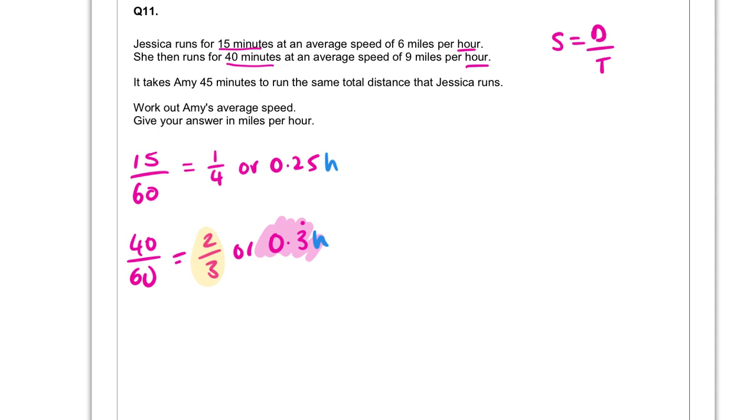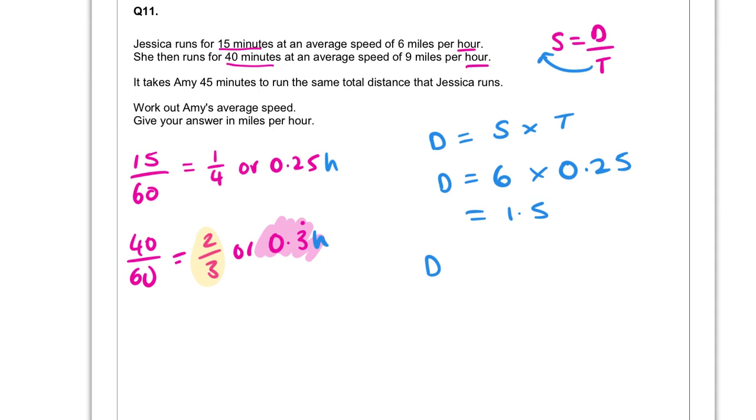So we know speed equals distance over time. We're trying to figure out the distance. So distance equals, if we rearrange that, speed times time. First of all, our distance is going to be our speed, which is 6 miles an hour, times our time, 0.25. So our first distance is 1.5.